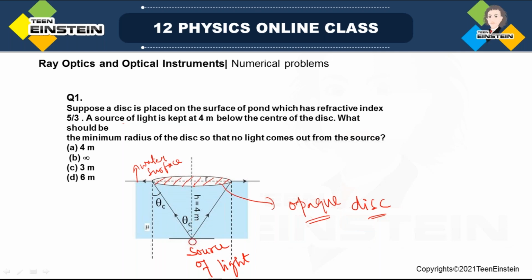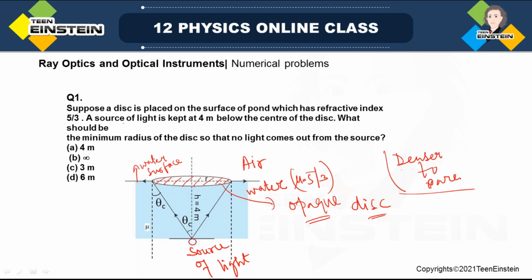So at which condition will this light not go to your eye? The concept is the critical angle of incidence. So this is air, this is pond water, which has refractive index mu 5/3. Now the light is traveling from a denser to a rarer medium. When light travels from a denser medium to a rarer medium, only then will there be a particular angle of incidence.